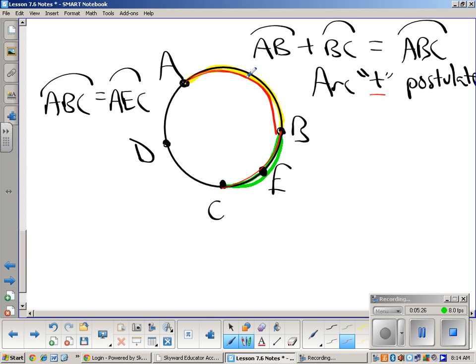Okay? And here's just a note that arc ABC and arc EC are the same arc. I should use a congruent symbol there. They're the same arc, they're congruent. Two different ways of naming the same arc. They have to have the same endpoint and they have to go the same direction.